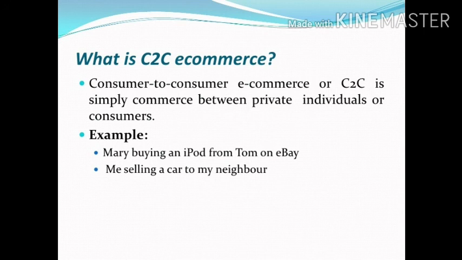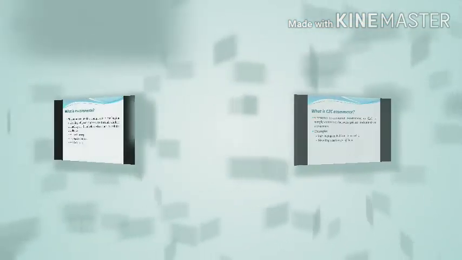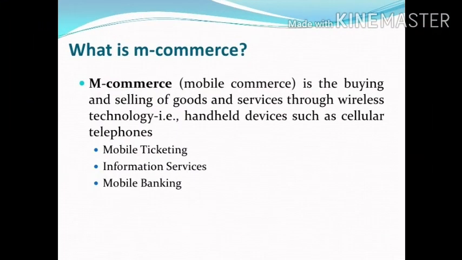Next is consumer to consumer e-commerce. It is simply commerce between private individuals or consumers. For example, Mary buying an iPod from Tom, like one consumer buying any product from another consumer on any shopping site, that is eBay and all. Me selling a car to my neighbor, that is consumer to consumer dealing. So it comes under C2C e-commerce.